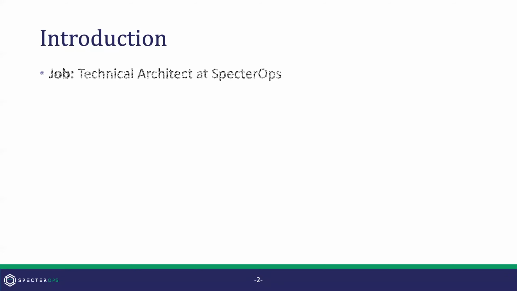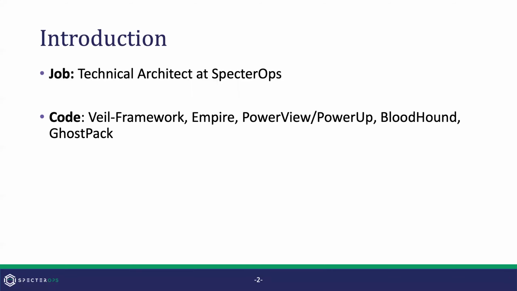So, introduction. My name is Will Schroeder. My handle is Harmjoy on GitHub, Twitter, and all the social media stuff. I'm a technical architect at SpecterOps, been here since the beginning. I've written a lot of code over the past few years. I helped out with a good chunk of the Veil framework and Empire. I was the main author of PowerView and PowerUp. I was one of the original authors of BloodHound, and I'm the main author of the GhostPack C# toolkit as well. The one tool from there, which is Rubeus, we'll be mentioning throughout this presentation.